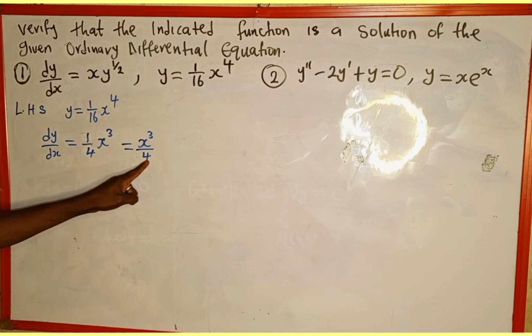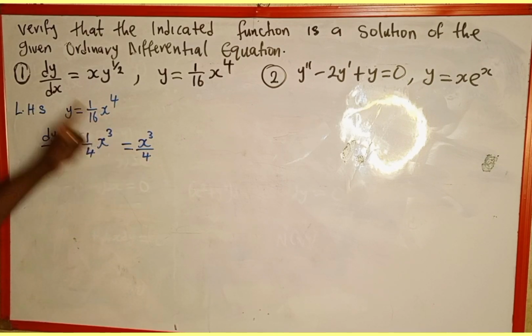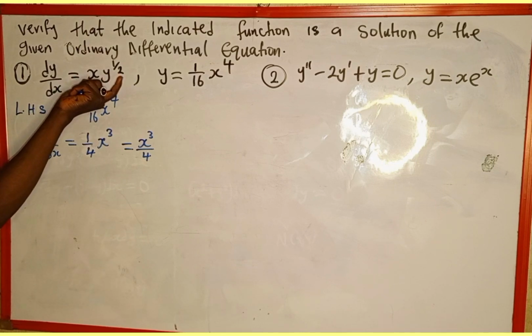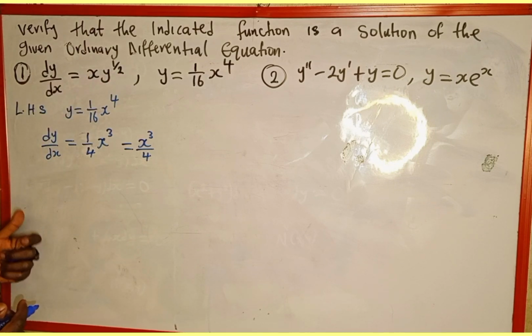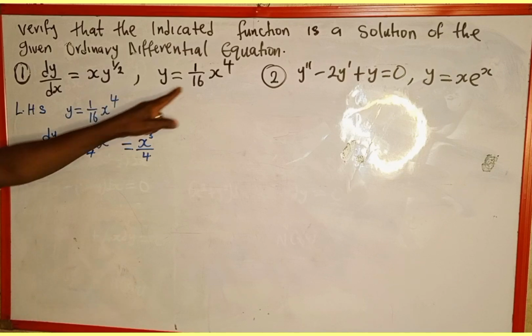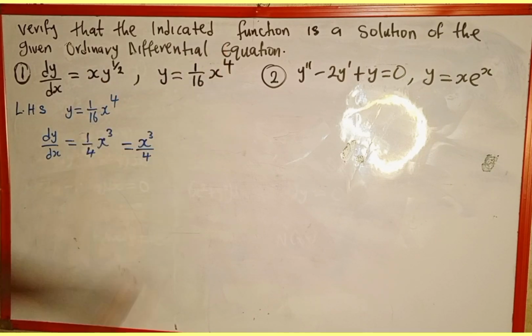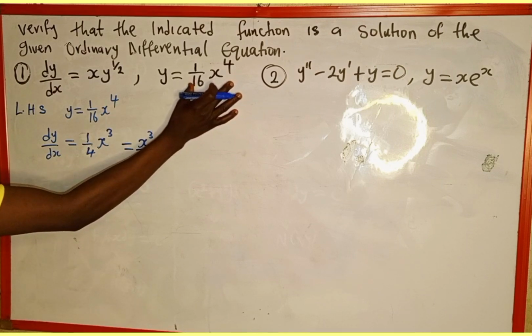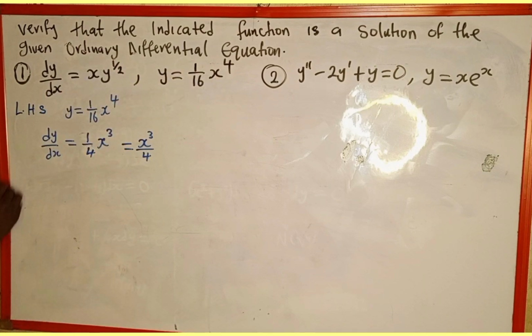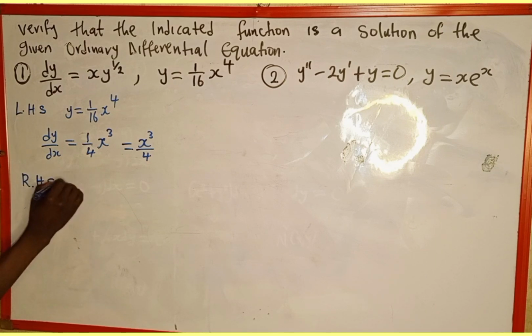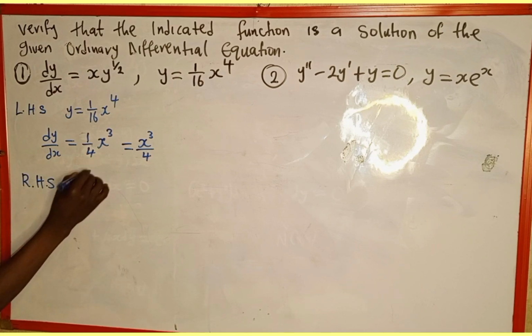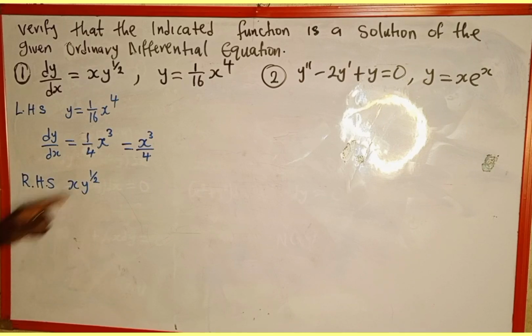And you notice that this left hand side is not the same as the right hand side. But what are we going to do? You check. Remember the value of y is given as 1 over 16 x to the power of 4. So we are going to substitute this value of y into the right hand side. The right hand side of the equation is x y to the power of half. Now we substitute y into this right hand side.